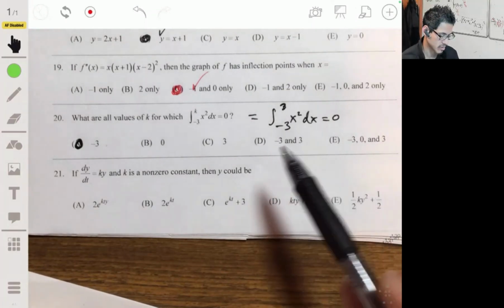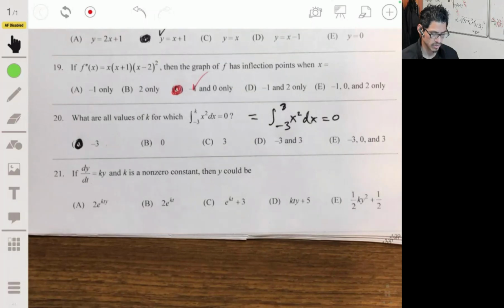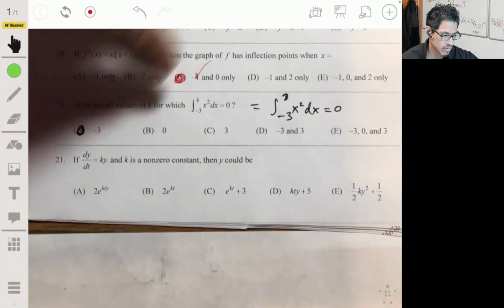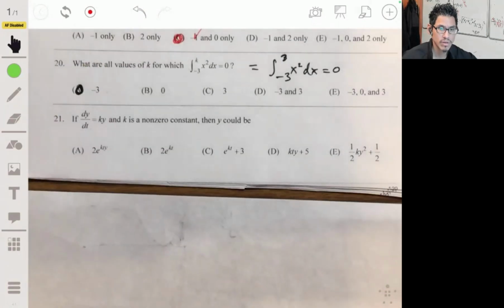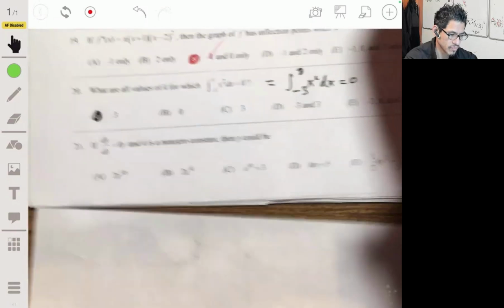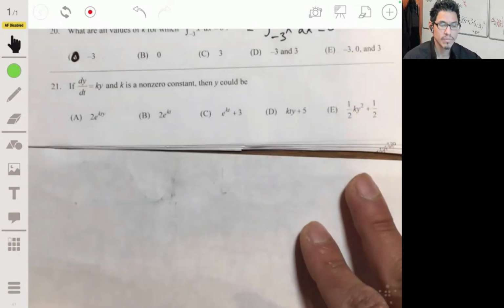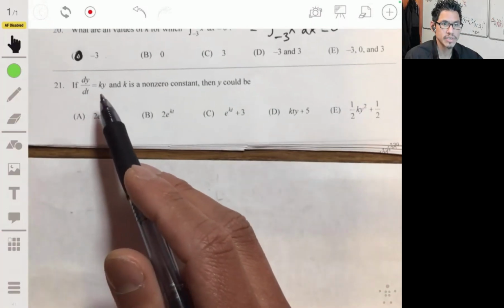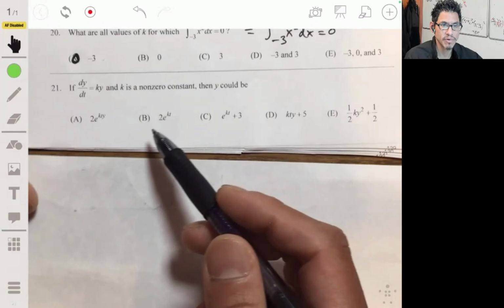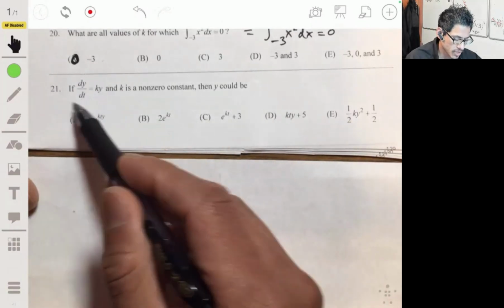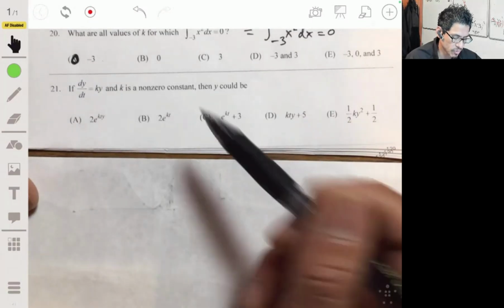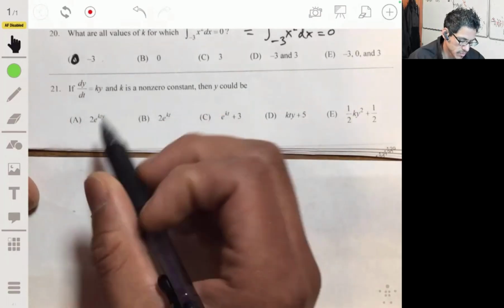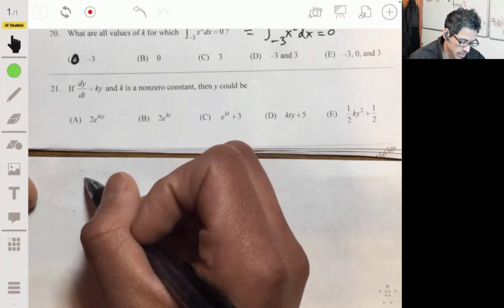All right, in problem 21, if dy dt equals ky and k is a non-zero constant, then y could be. So remember integrating this. If you can remember off the top of your head what the form of the answer is, that'll save you some time. Let me just walk you guys through it. This will be a differential equation using separation of variables.